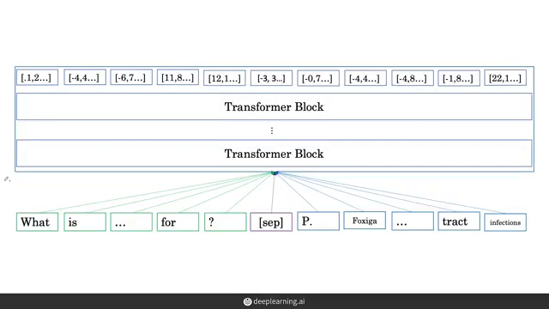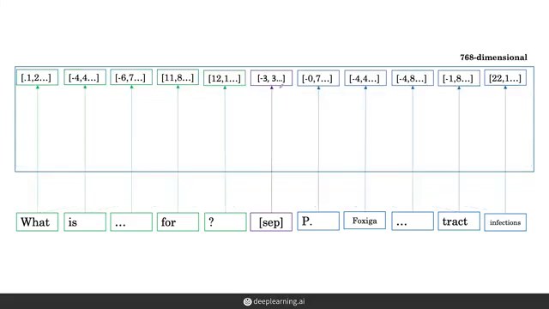Now these inputs pass into the model, where they pass through several transformer blocks and are ultimately transformed into a list of vectors. There is one 768-dimensional vector for each of the words. This is called the word representation for a word.